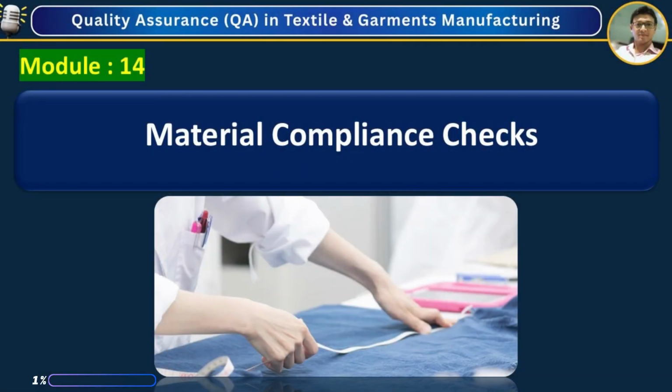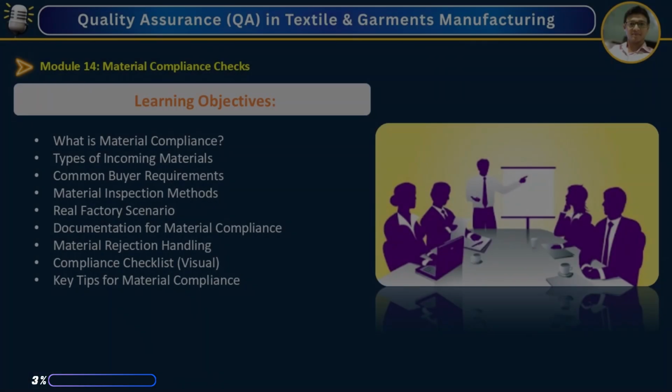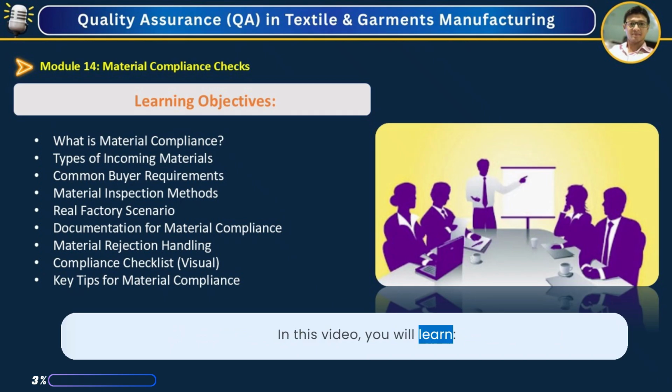In today's video, we will talk about Module 14, Material Compliance Checks. In this video, you will learn what material compliance is, types of incoming materials, common buyer requirements, material inspection methods, a real factory scenario, documentation for material compliance, material rejection handling, compliance checklist, and key tips for material compliance.